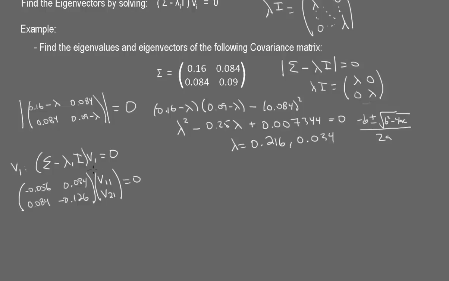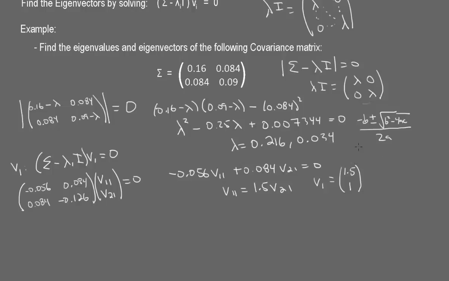Now we multiply these two terms with these, and we get our first equation, negative 0.056 v11 plus 0.084 v21 equals 0. And we can solve this equation, and what we get is that v11 equals 1.5 v21. So we bring this over here, divide by negative 0.056, and we get this equation. So now we can choose a value for v21. Let's suppose that value is 1. That would mean that v11 is 1.5.